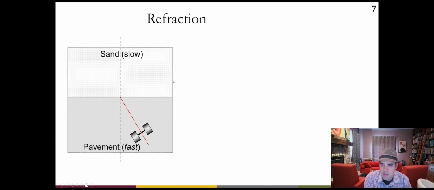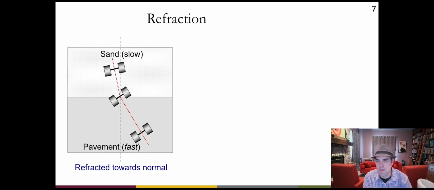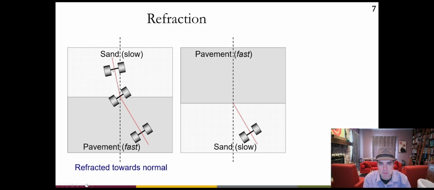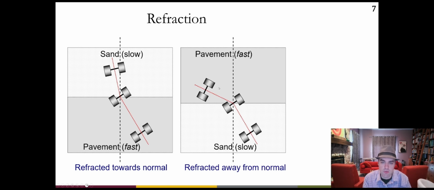So here's another example. Now we're on the pavement going into sand. So from fast into slow, this is our push lawnmower with the two wheels. When it goes into sand, the right wheel is going to travel a little bit slower, causing the angle to shift closer towards the normal line, refracting this direction. Well, if we go from sand, which is slow, into pavement, which is fast, now this right wheel is traveling faster than the left wheel. It's going to angle it away from the normal, this direction.